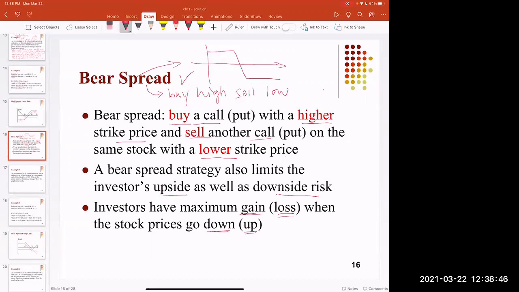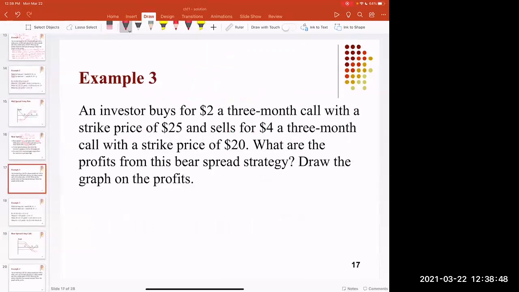I think we have time to go through one more example. Example 3: an investor buys for $2 a 3-month call with a strike price of $25, and sells. Okay, you see, buy a call. So this is C1 equal to $2, with the strike price K1 equal to 25, and sell. So the short position on the C2 call, the price is $4, and the strike price is K2.